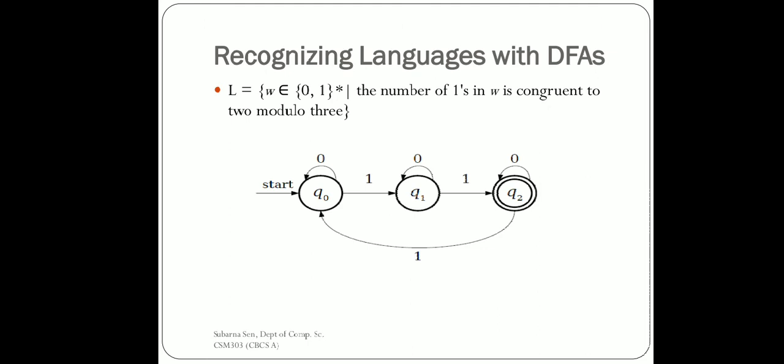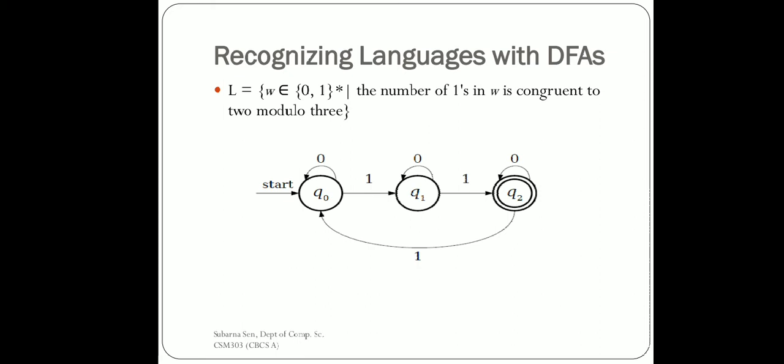Suppose we have to design a DFA that accepts a language over the set of input symbols 0 and 1, and this language has a restriction. 0 1 star means it can have any number of zeros and any number of ones, but my machine is not going to accept all those strings. It is going to accept the strings where the number of ones in W is congruent to 2 modulo 3. Right, so 2 modulo 3 is what? It results in 2 only.